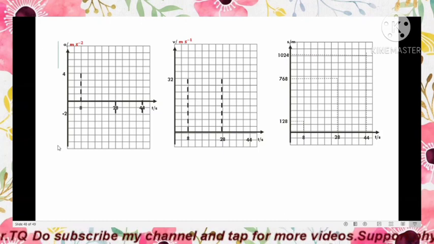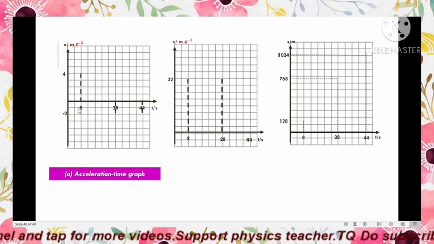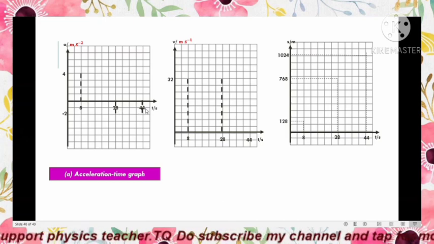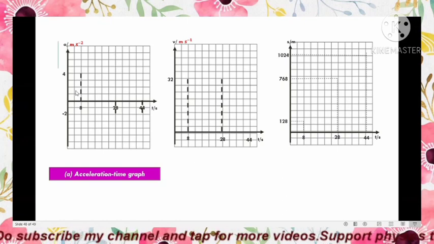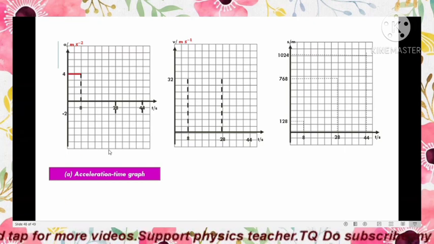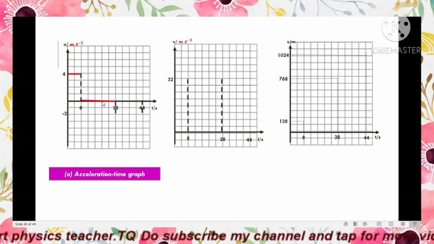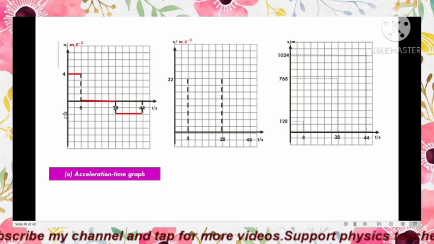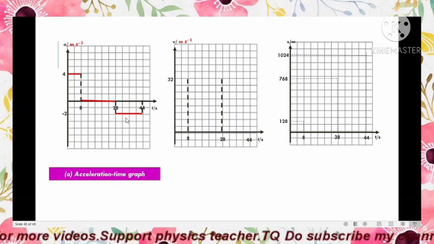Okay, so we go back to the first graph. You mark the time intervals 0 to 8 seconds, 8 to 28 seconds, 28 to 44 seconds. Now you refer to the table again. 0 to 8, the acceleration equals 4. So you can draw a line. 8 to 28, 0 because of constant velocity. 28 to 44, negative 2. So you get this graph for the acceleration time graph.